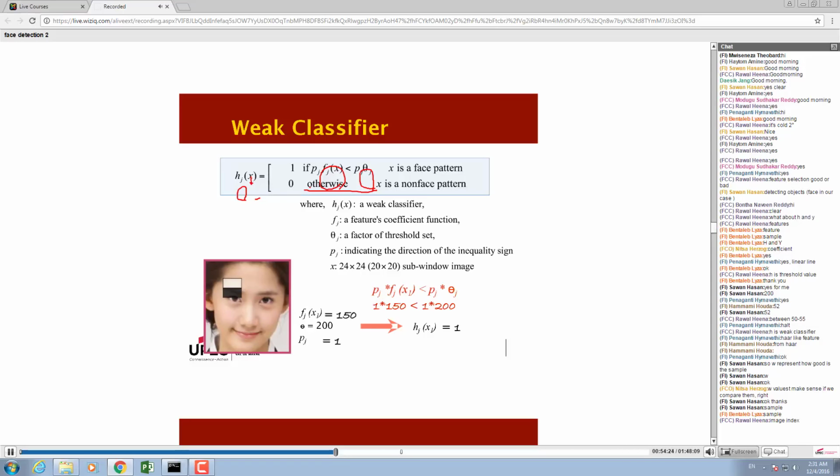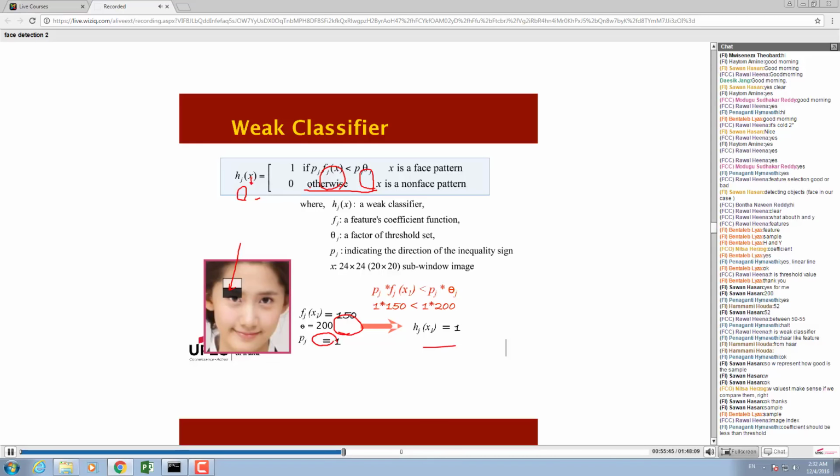Is that correct? This is how this formula is applied for every single weak classification, for every sample image. The image index is i. In this formula, we are just considering one image x, so it doesn't have an index for now.